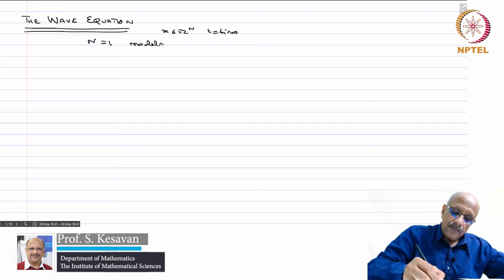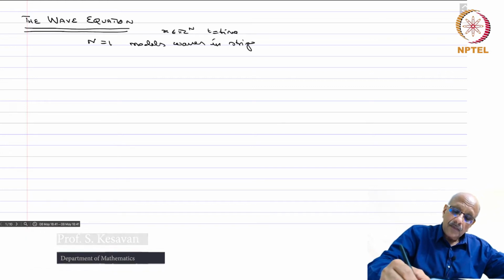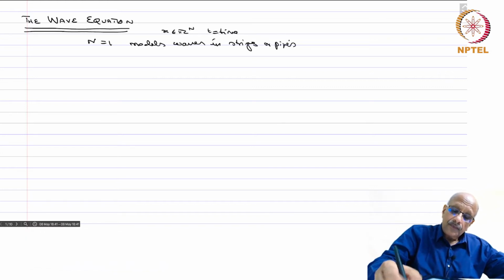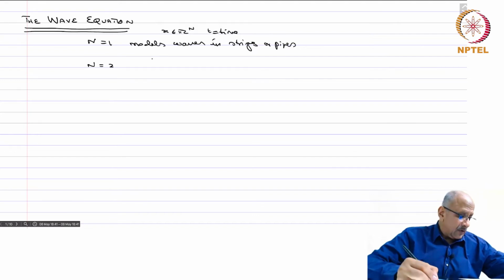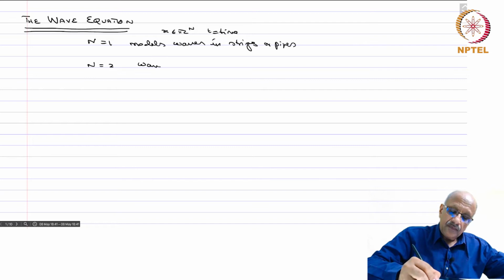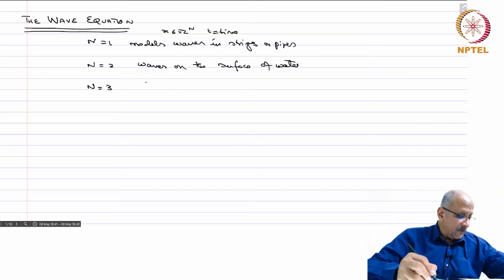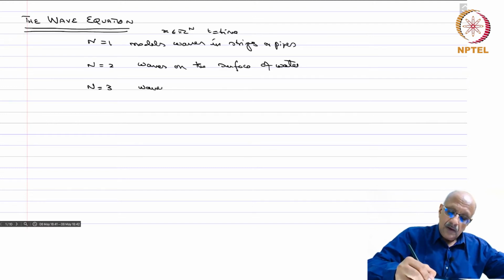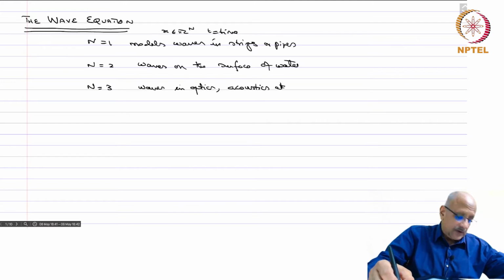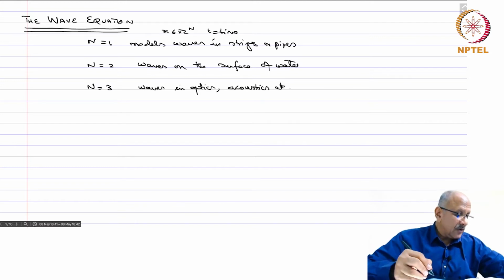models waves in strings or pipes. If n equals 2, it models waves on the surface of water. And if n equals 3, you have waves in optics, acoustics, etc. Okay, so again, what is the equation?